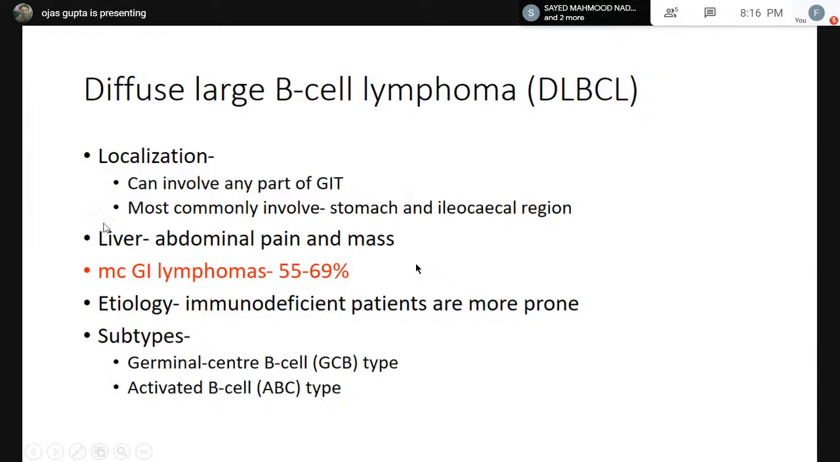They can also involve the liver, in which case the patient will present with pain abdomen and mass. These are the most common GI lymphomas and seen in 55 to 69% of the cases. And patients with immunodeficient profile are more prone. They are of germinal center B cell type or activated B cell type.